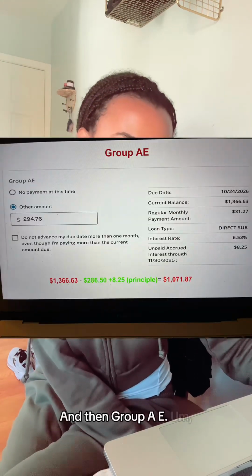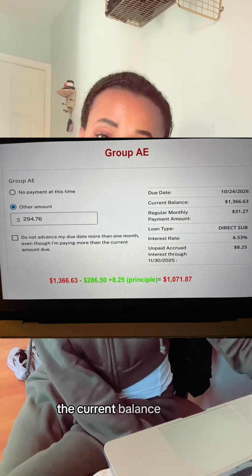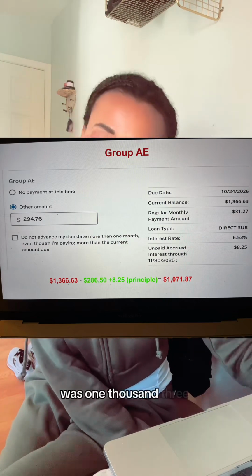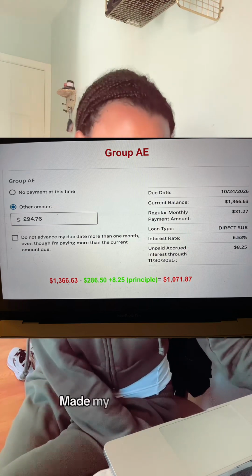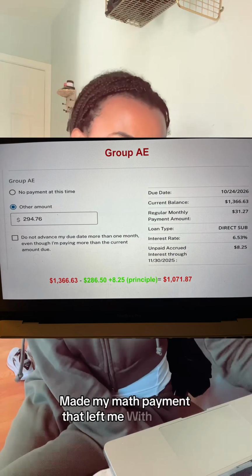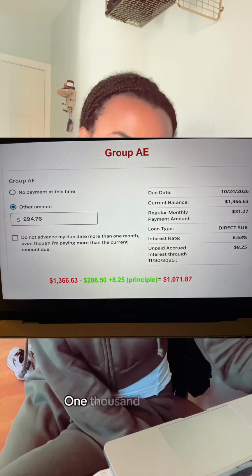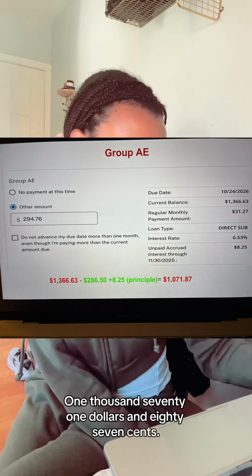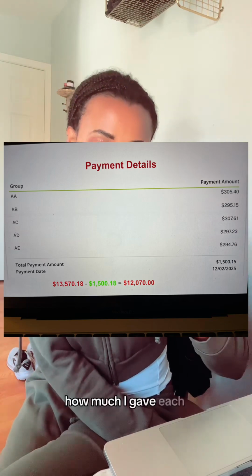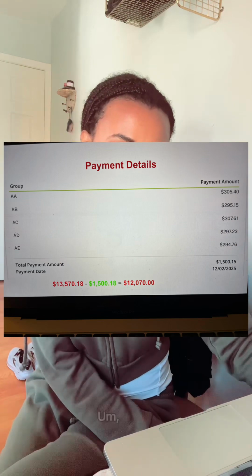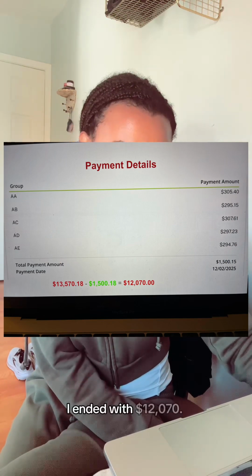$1,806.11. And then Group AE, again, the current balance in the beginning of November was $1,366.63. Made my math payment. That left me with $1,071.87. All right, so that again ended me with, and here's a summary of how much I gave each group with the payment details. Again, I ended with $12,070. Again, I'm so blown away.